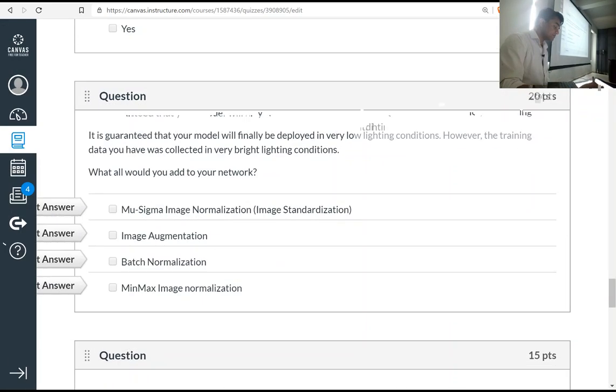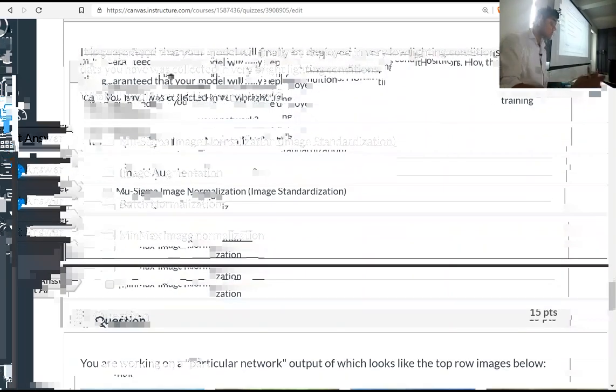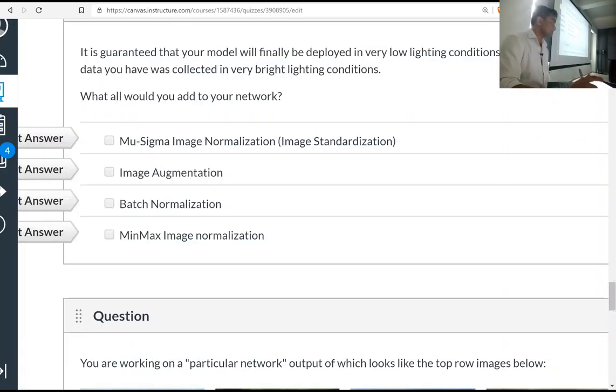What all will you suggest? First thing we are going to do is the mu sigma image normalization, or image standardization. You have to normalize the data to make sure the data does not have a wide variance of the images coming in. Second, you are going to apply image augmentation to make sure your data is trained on dark images and bright images. Then you're going to use batch normalization. There's no avoiding that. And last, you're going to also do min and max image normalization. Without batch normalization, you can't train the network, so that has to be there.